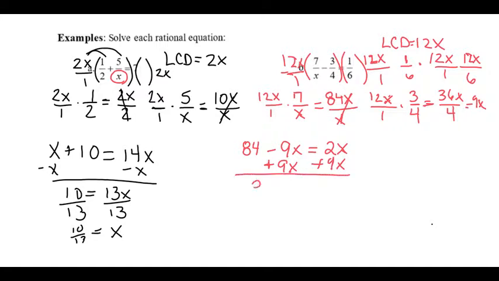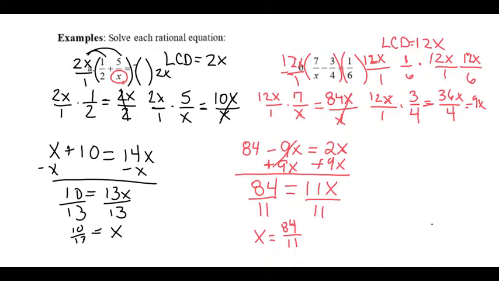So that's going to leave me with 84 equals 9, 10, 11x. I will divide by 11, and I get x equals, and because it doesn't go in evenly, I am going to leave it as a fraction, so I'm going to leave it as 84 over 11.